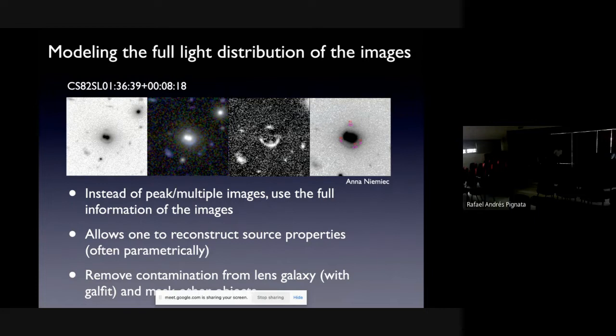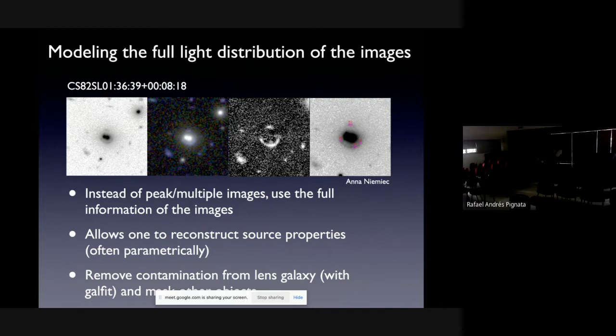So another way of modeling this system, one way is just you look at the peaks, like in the very far right image, you model the peak positions like you mentioned before. But another way that's more informative is to use the whole light distribution of the image, not just the bright spots, but the whole brightness surface distribution.